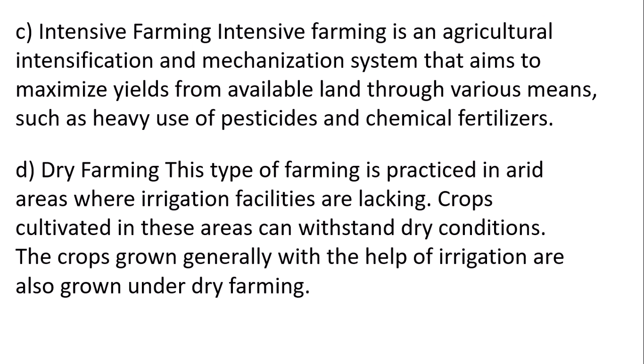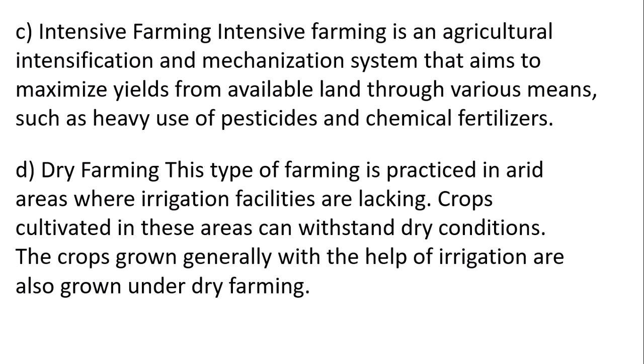And then next you see about dry farming. You find the places where irrigation is not possible, lack of water. Crops cultivated in these areas can withstand dry conditions. So in such circumstances, you find here they have one crop per year. That's all.